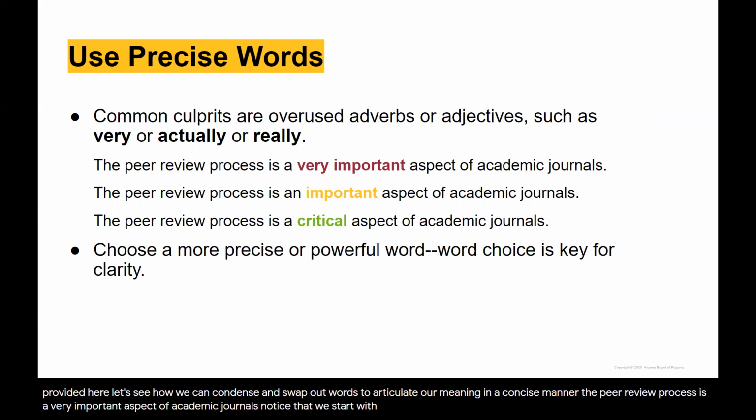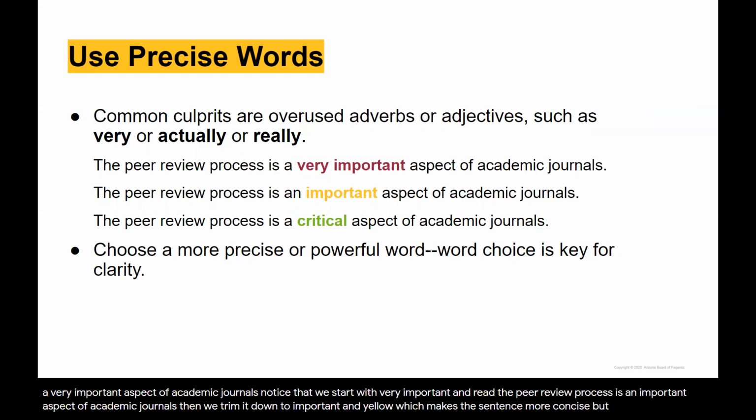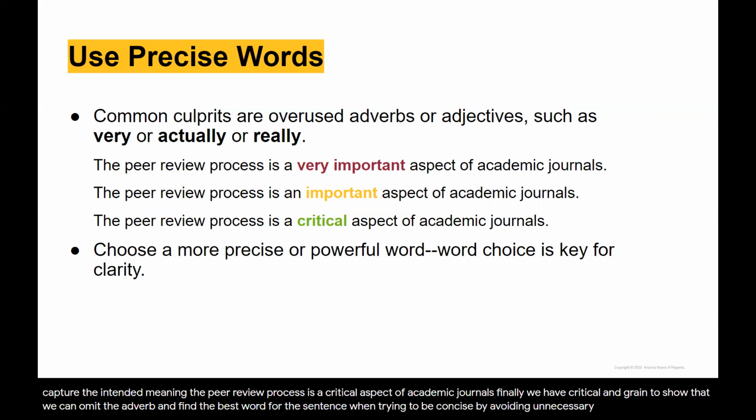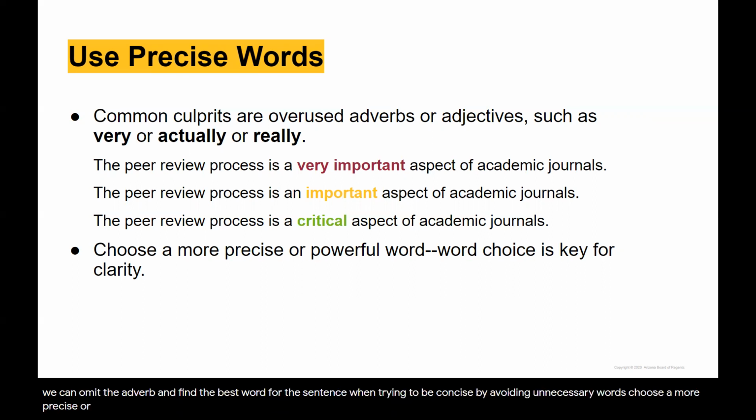Notice that we start with very important in red. The peer review process is an important aspect of academic journals. Then we trim it down to important in yellow, which makes the sentence more concise but does not quite capture the intended meaning. The peer review process is a critical aspect of academic journals. Finally, we have critical in green to show that we can omit the adverb and find the best word for the sentence. When trying to be concise by avoiding unnecessary words, choose a more precise or powerful word. Word choice is key for clarity.